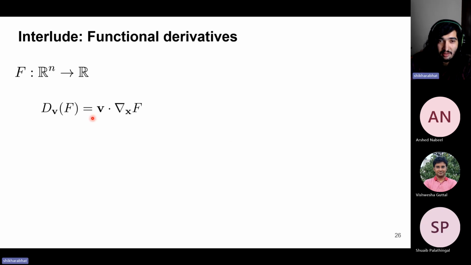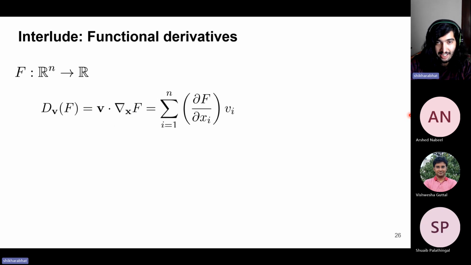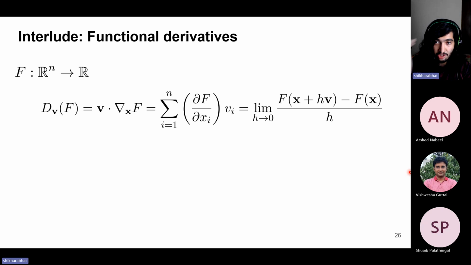And this is intuitive, sort of, because the gradient is sort of how sensitive f is to change, and v is the direction along which you want to change it. And if I write this down component wise, it just means that if I look at how much f changes along the ith direction and multiply it with vi, which is how much I am perturbing in the ith direction. And it turns out that this definition is exactly equivalent to what you might expect from a first principles definition.